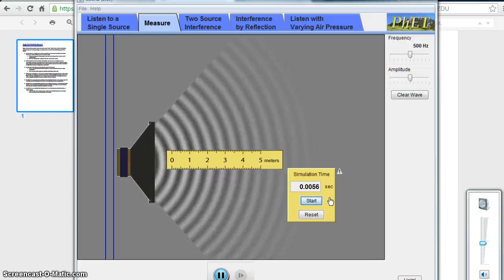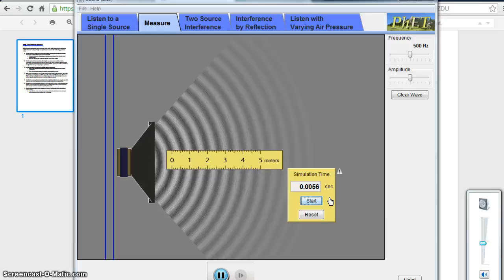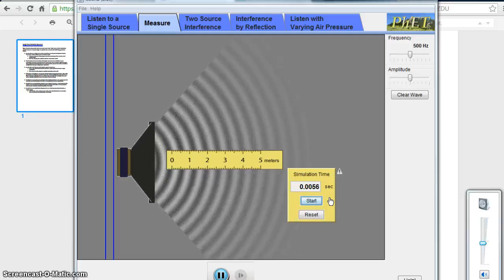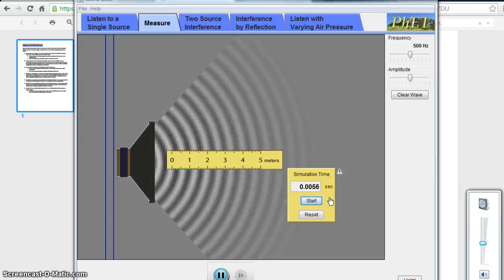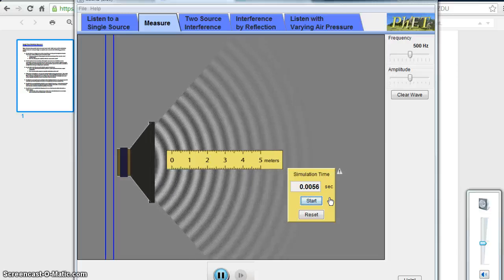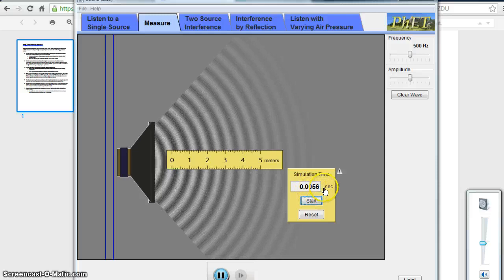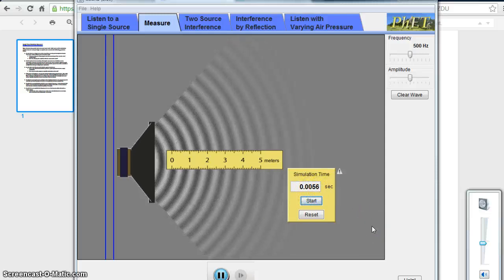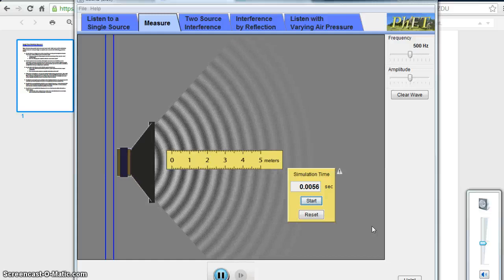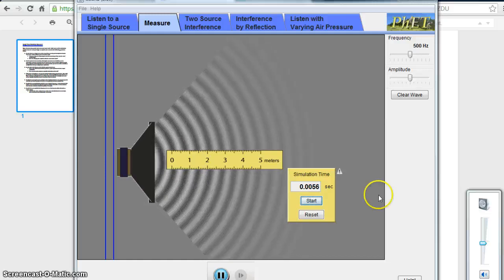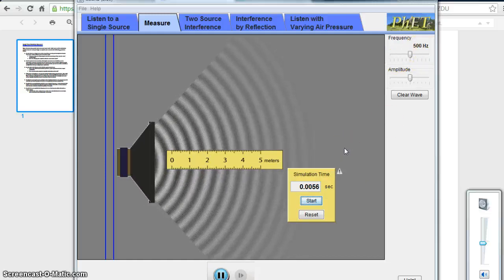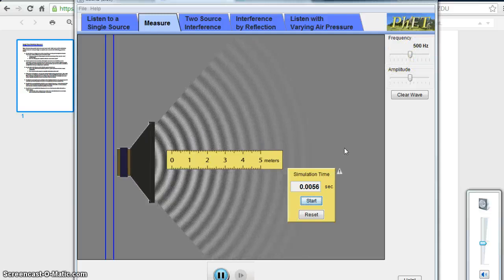And the frequency, since the time is 0.0056, the frequency of the wave in this time period is about 500 hertz. Okay, so I basically answered 1, 2, and 3, and I think 4 too.